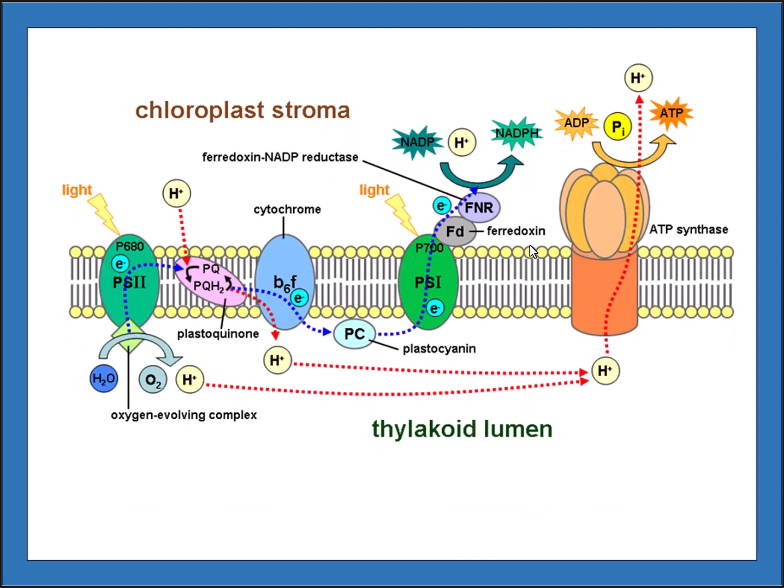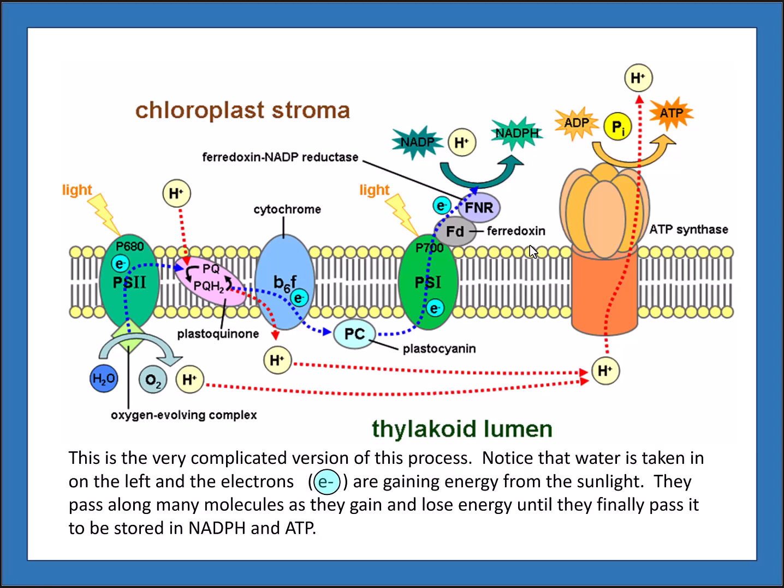And here's what it looks like if we are taking a really close look at these photosystems. So this is the very complicated version of this process. Notice that water is taken in on the left. So water's coming in here, light's coming in as well. And the electrons, which are your E's along here, are gaining energy from the sunlight. This is actually photosystem 2, photosystem 1.